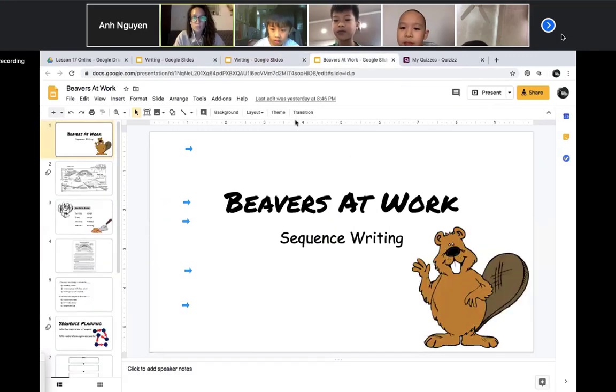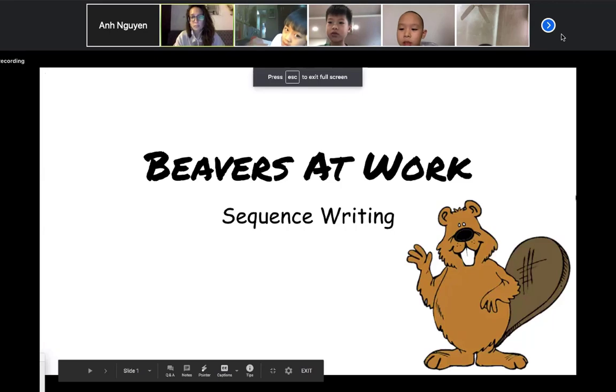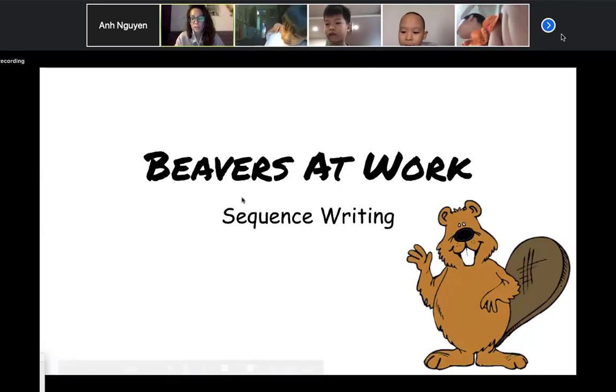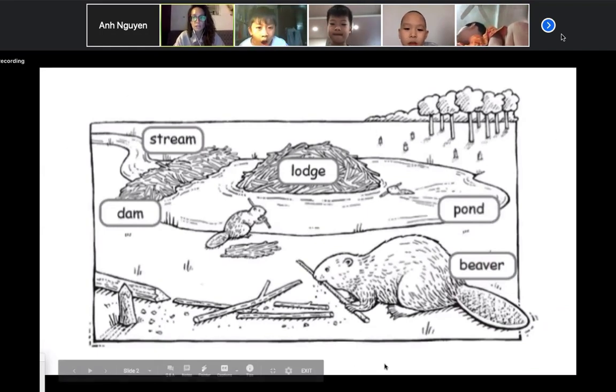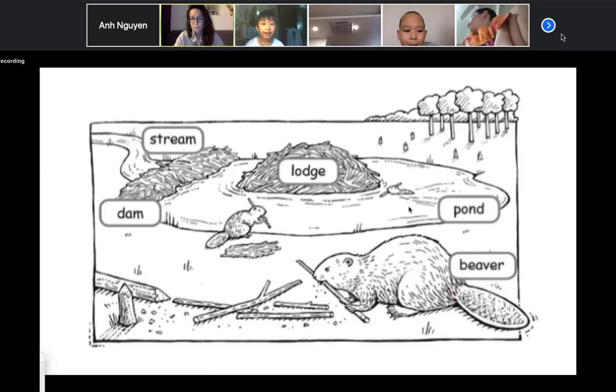So let's look at beavers at work. Okay, we're gonna practice sequence writing today. We're gonna read something about beavers and then we're gonna write about it. So let's look at our vocabulary first. Does everyone see the picture here? Let's talk about some of our different words.